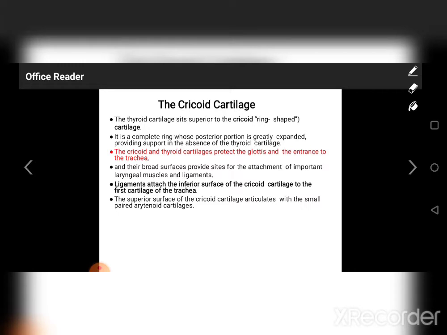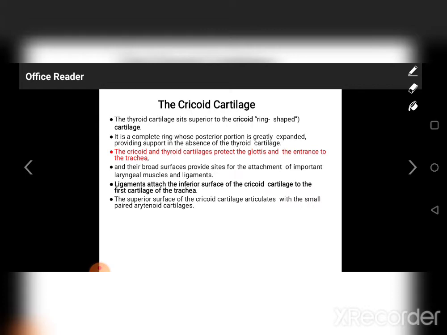Cricoid cartilage. The thyroid cartilage sits superior to the cricoid cartilage. Cricoid means the ring-shaped cartilage. It is a complete ring as we have discussed earlier. Both the thyroid and the cricoid cartilages protect the glottis and the entrance to the trachea. Their broad surfaces provide sites for the attachment of important laryngeal muscles and ligaments. Ligaments attach the inferior surface of the cricoid cartilage to the first cartilage of the trachea.